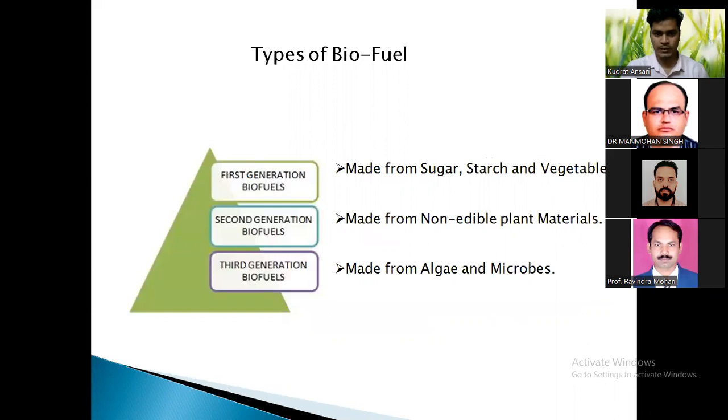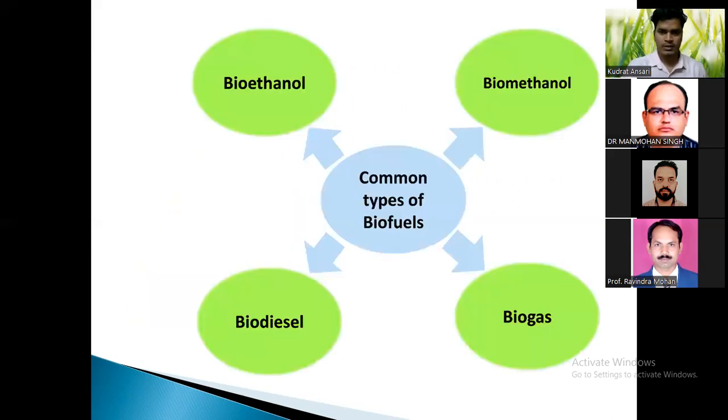Now, types of biofuels. Generally, biofuels are of three types: first generation biofuels, second generation biofuels, and third generation biofuels. The first generation biofuels are made from sugar, starch, vegetables, or generally crops we are using for eating purposes. The second generation biofuels are made from non-edible plant materials like mahua, jatropha, etc. And the third generation biofuels are made from algae and microbes which are present in sea waves and any other areas. Now these are the common types of biofuel: bioethanol, biomethanol, biodiesel, and biogases.